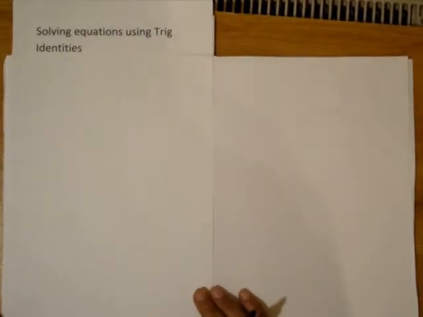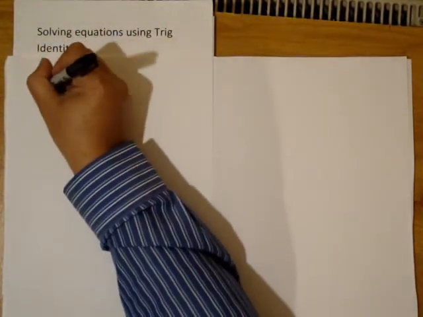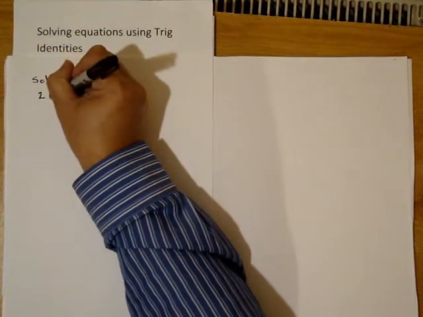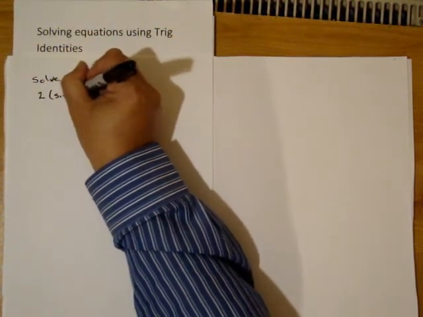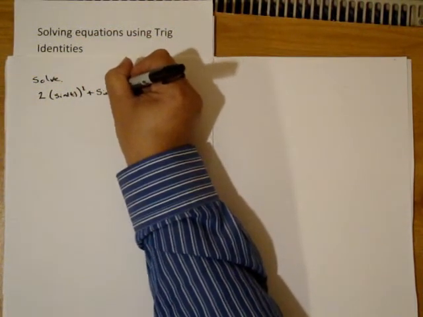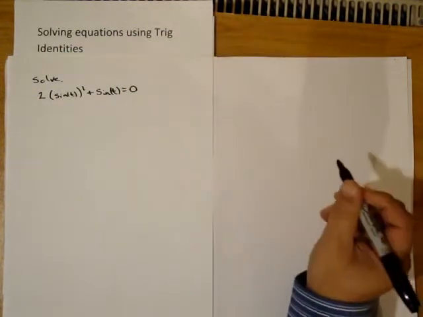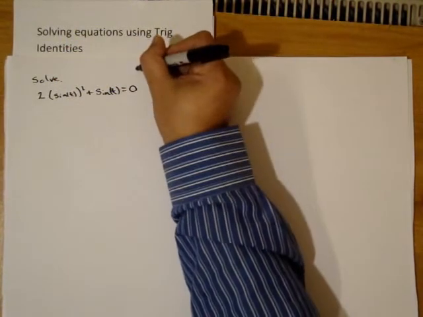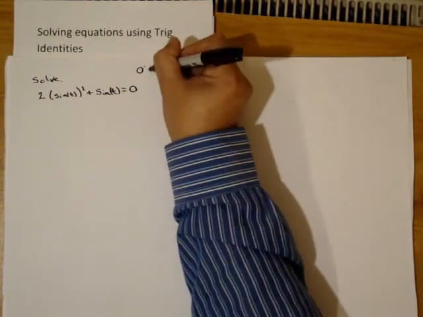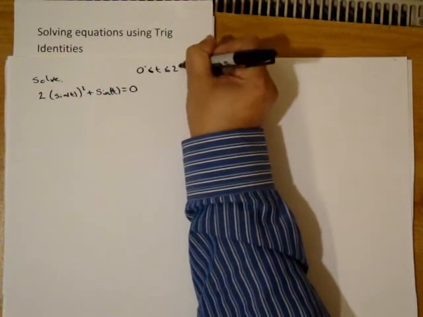Let's have a look at some examples of solving equations using trig identities. First of all, let's solve 2 sine t squared plus sine t equals 0. Now they give us the range: between 0 and 2 pi, from 0 to 2 pi.